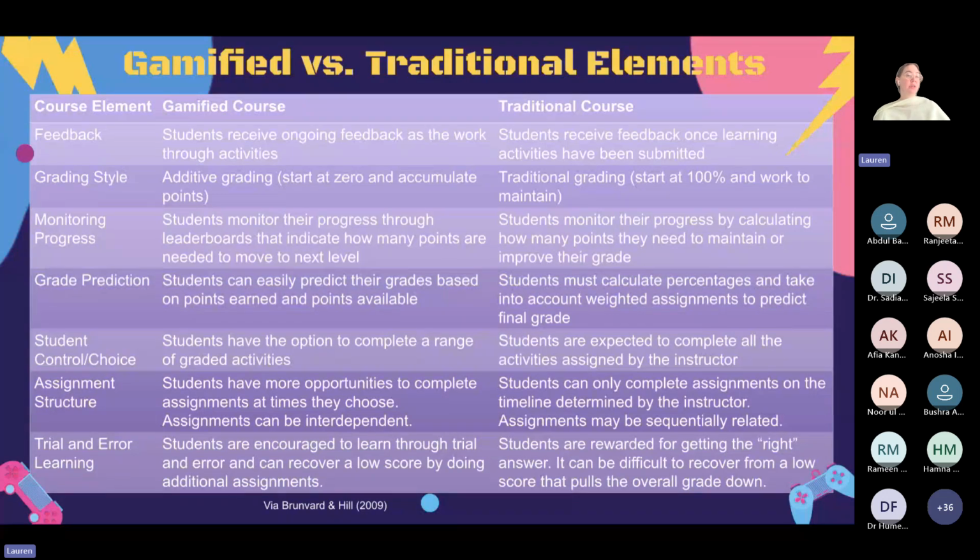The next is student control or choice. And so in gamified courses, students generally have the option to complete a range of graded activities. So they don't necessarily need to do all one activity. They can choose different ones to complete. And this is, again, different from traditional courses that we're used to.